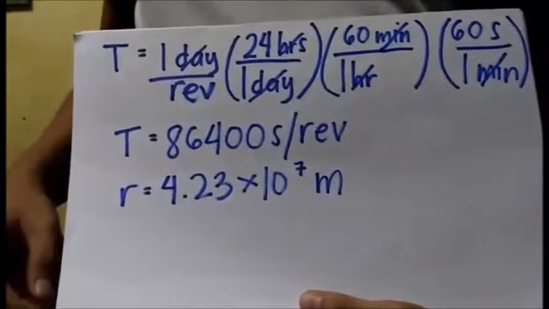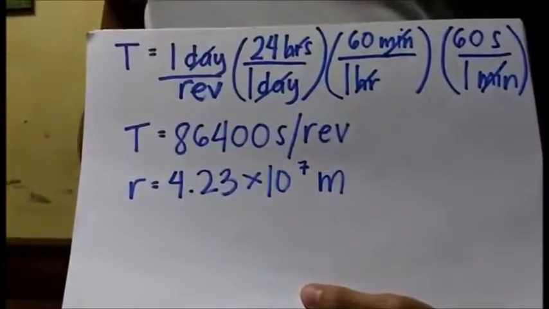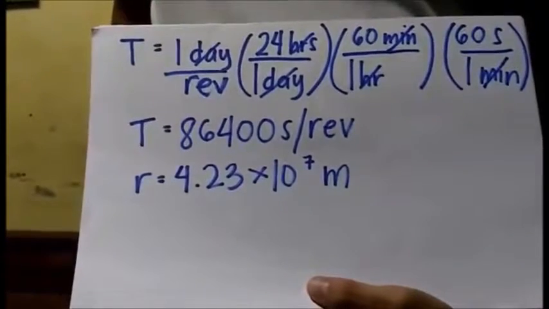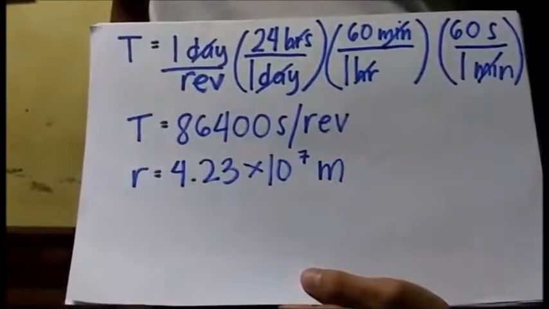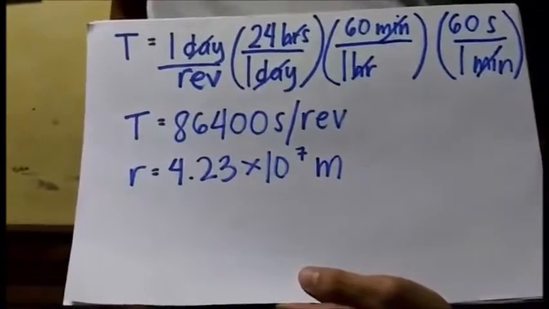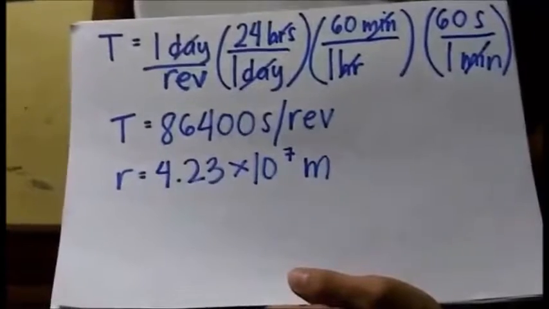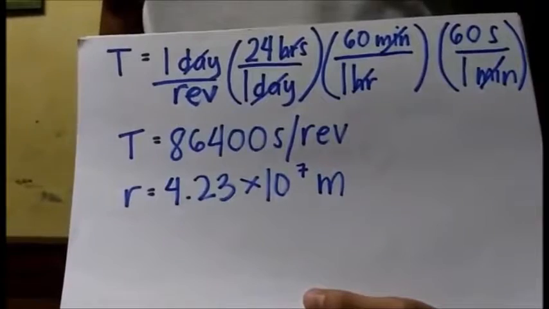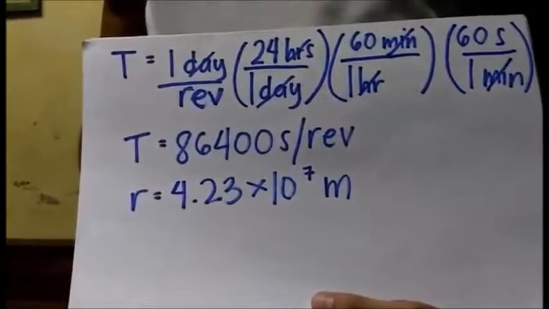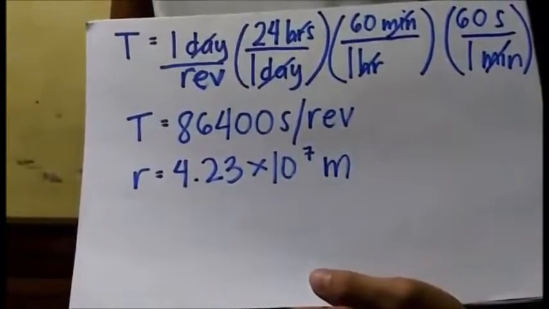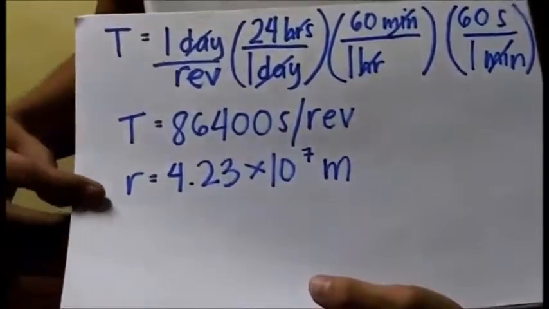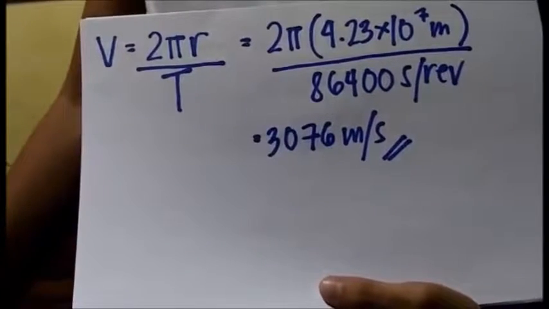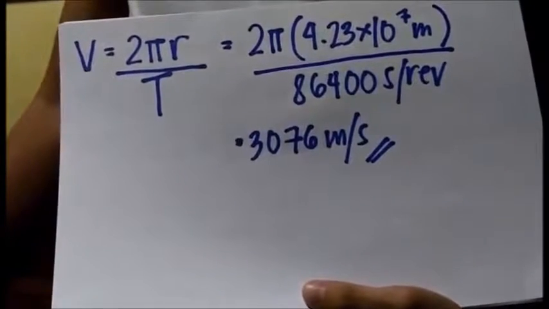To get the acceleration, you need to get the velocity first. But wait, the t or period isn't given. To find t, you must use what is in the problem, like 1 day equals 1 revolution. Convert that to seconds per revolution to come up with an answer: 86,400 seconds per revolution. Then substitute it into the formula for v. Then substitute again into the formula a equals v squared over r to acquire this answer.